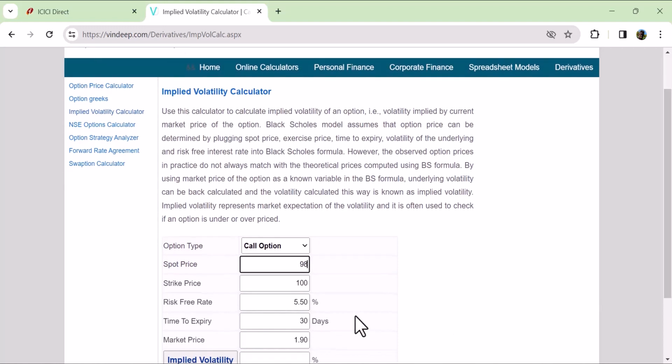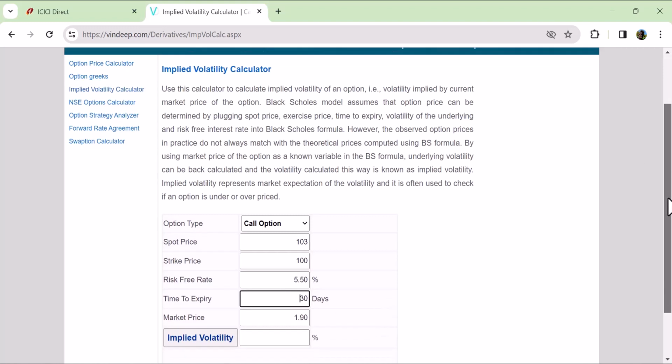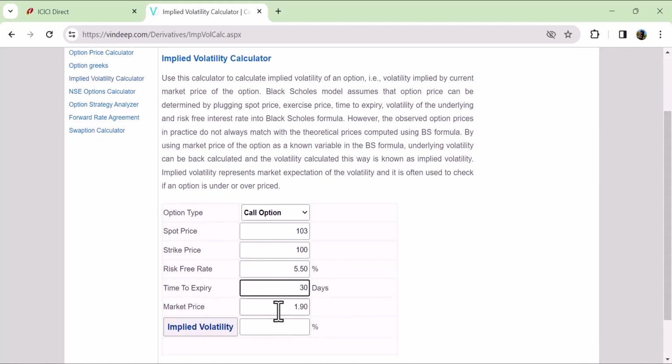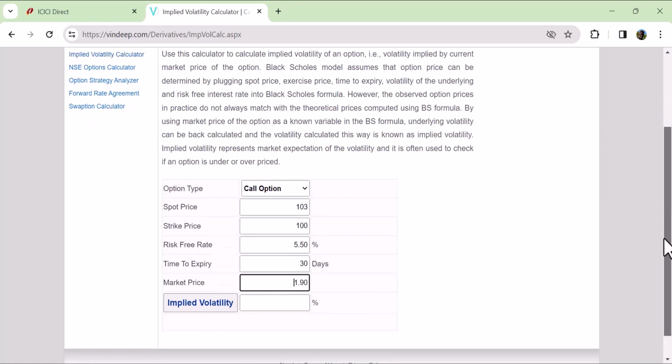What is the strike price? Suppose it was 102, I think. Or 103. Suppose the strike price is 100. I'm just explaining the concept, not going into detailing at the moment. But when we do the stock, we'll do it in a little more detail. Suppose the spot price is 103, strike price is 100, the risk-free rate is 5.5%, and time to expiry is 30 days. Okay. Then the premium is 1 rupee 90 paisa.